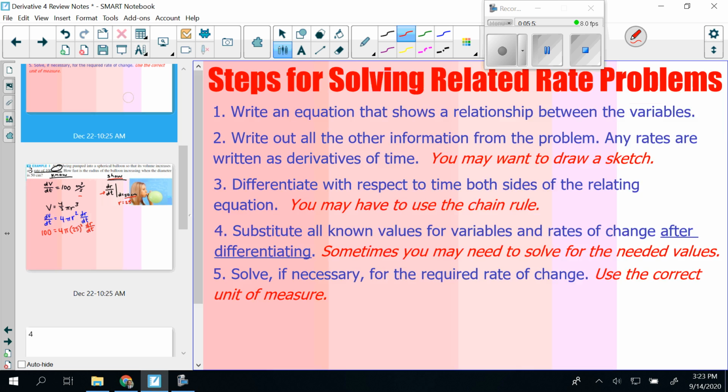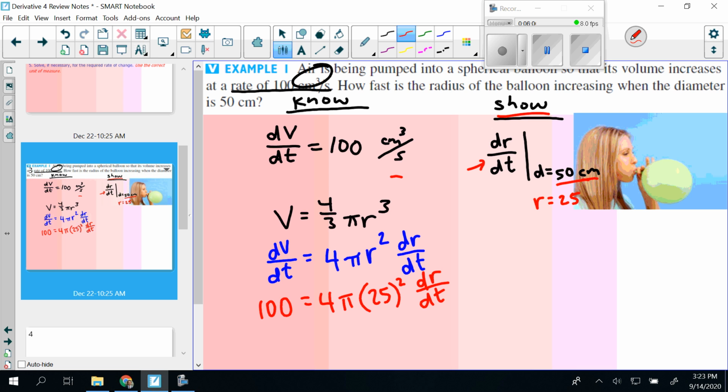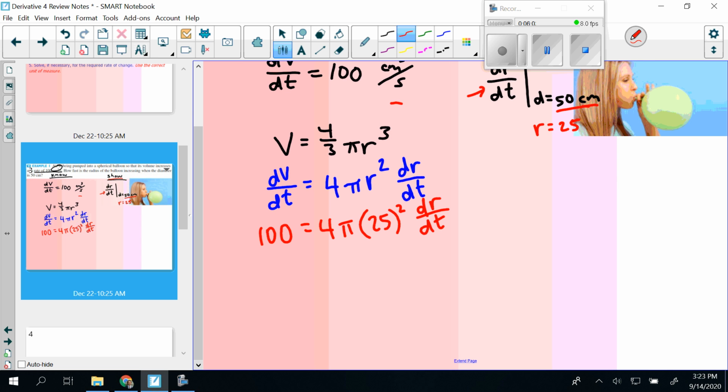And that's the last step, to solve for the rate of change. Make sure you use correct units of measurement there. It's just solving this. Let's square that first. 25 times 25, or 25 squared, is going to be 625.